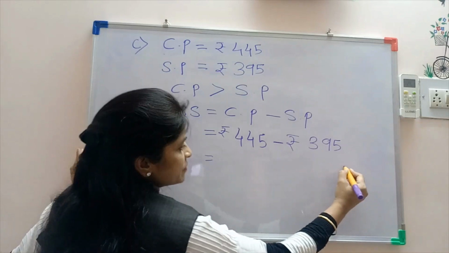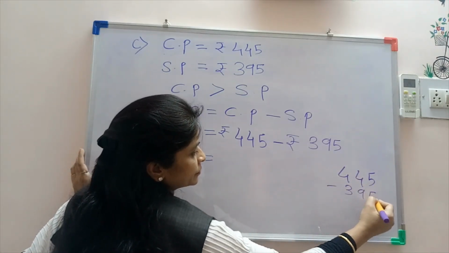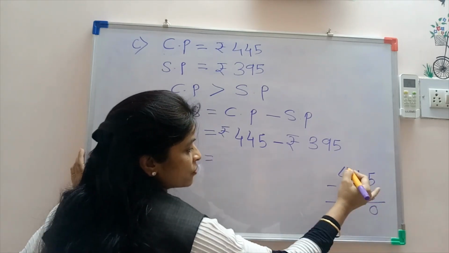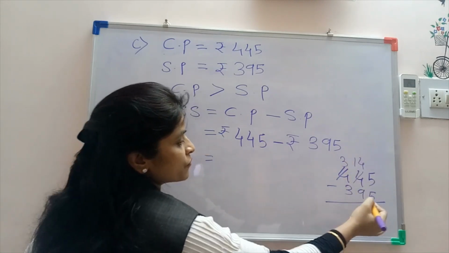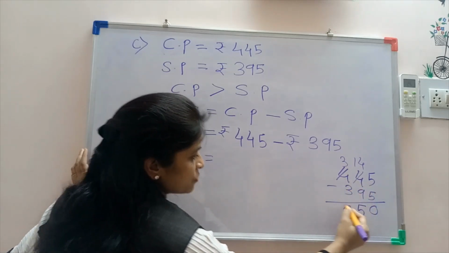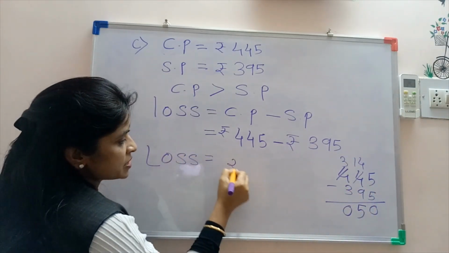Now what will be the subtraction of this? 5 minus 5 is 0. 4 minus 9 not possible. We will regroup the number. That becomes 14. 14 minus 9 is 5. 3 minus 3 is 0. So here the loss is equal to rupees 50.